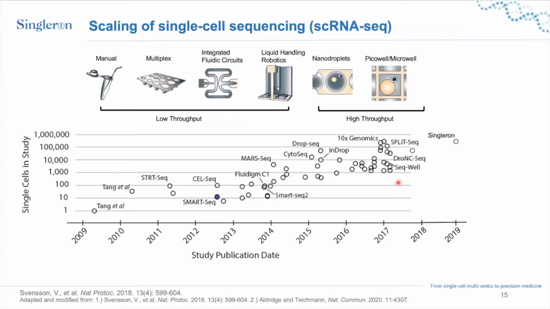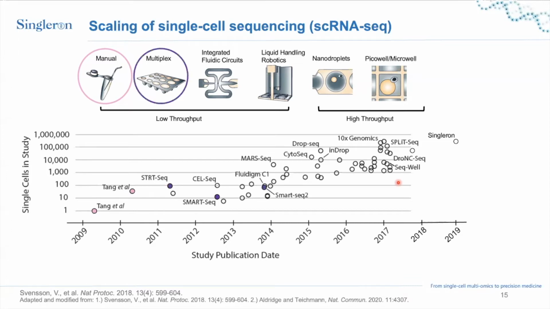So let's look at the scaling of single cell sequencing, particularly for RNA sequencing data. It began with the manual. There was only one cell. In 2009, Tang and his colleagues investigated one single blastomere, which was picked by pipette manually. And that was a proof of concept experiment.